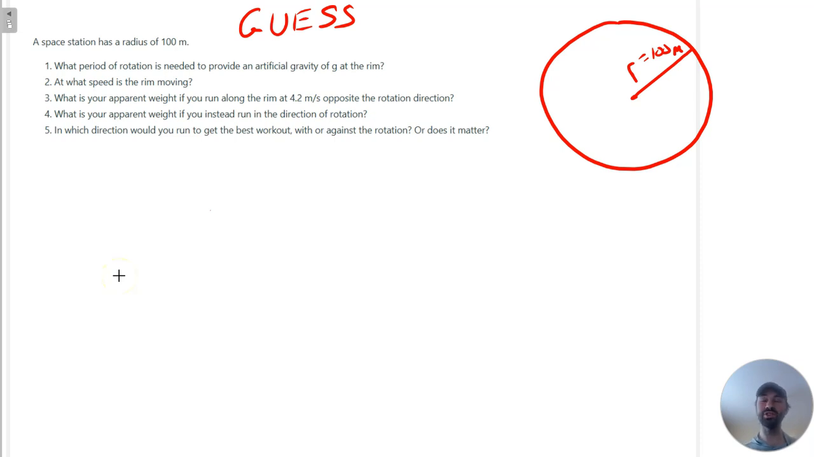Welcome to Breeze Physics. Today we're just going to solve a problem right from Reddit dealing with centripetal motion, period of rotation, etc. We're going to use the GUESS method in order to solve this, which just says write down your givens, your unknowns, your equations, substitute and solve.